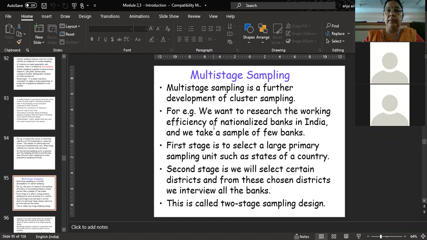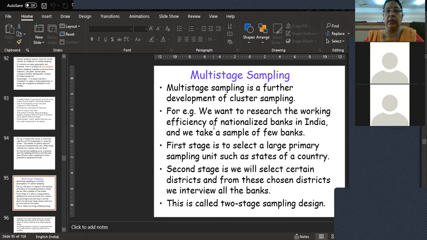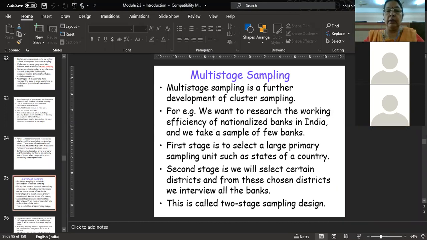So multi-stage sampling technique, suppose you want to do research to find out the efficiency of nationalized banks in India. So you want to take a sample of few banks. So what do you do? First stage, you will divide the country as per the states. So you will take Uttar Pradesh, you will take Karnataka, you will take Gujarat this side, that side you may take Orissa, like that's your first stage.